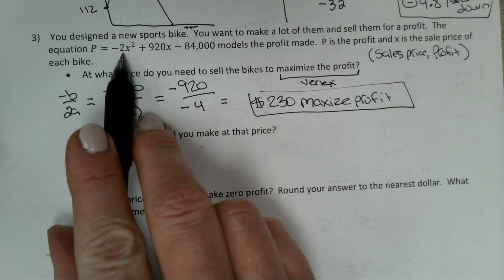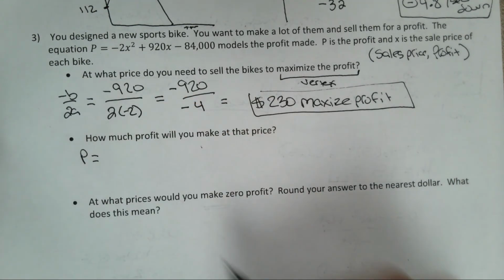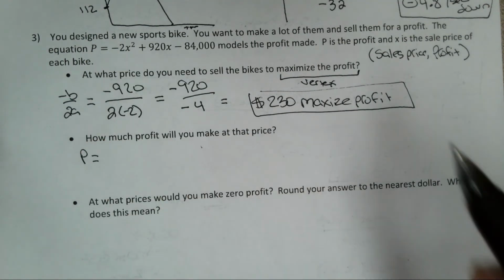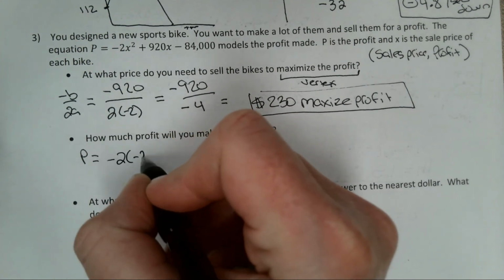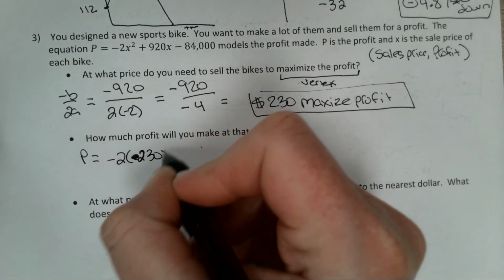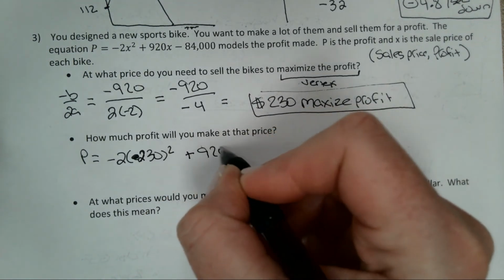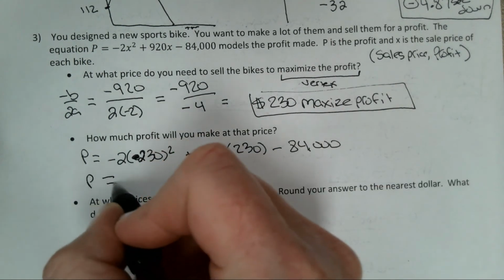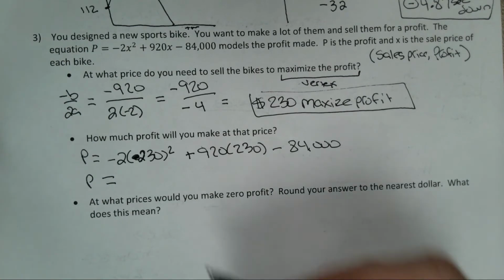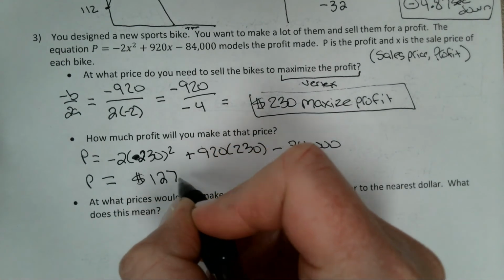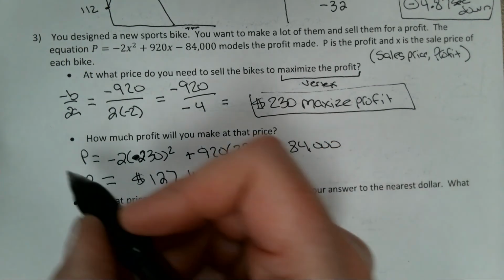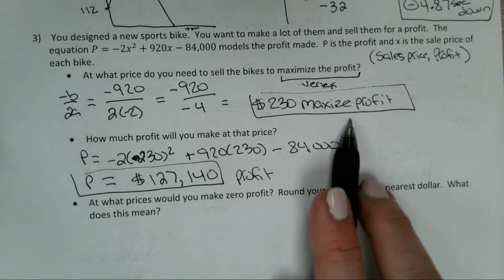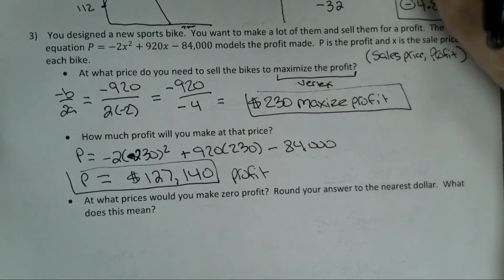How much profit will I make at that price, you ask? Let's plug it in and find out. So this is your X. So in place of those two X's, I'm just going to plug in 230. Negative 2 times 230 squared plus 920 times 230 minus 84,000. So I ran these numbers in my calculator, and I got $127,140. So that would be my profit if I sold my bikes at $230.